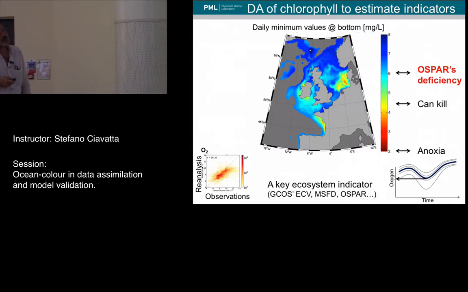So this is the map from my reanalysis of the minimum value of dissolved oxygen on the shelf. We can see that large areas are below the OSPAR threshold. Here I am plotting the median value of the ensemble. I told you I'm running an ensemble of simulations of 100 members. Here I'm representing the median value of the ensemble.